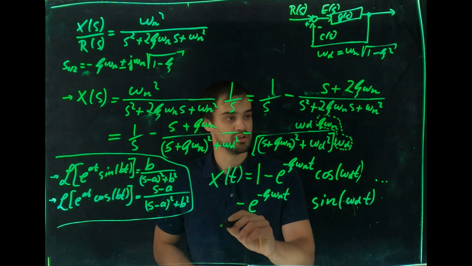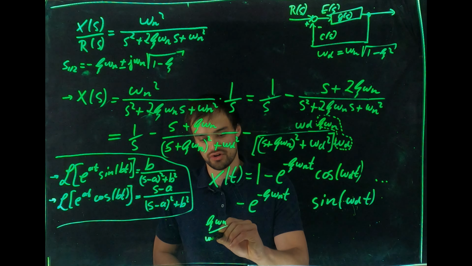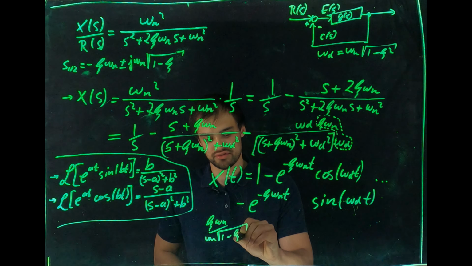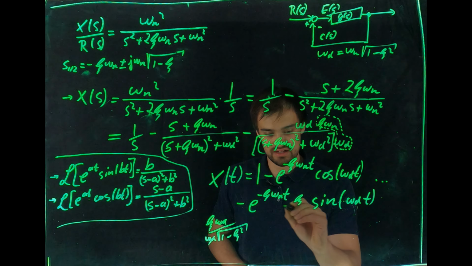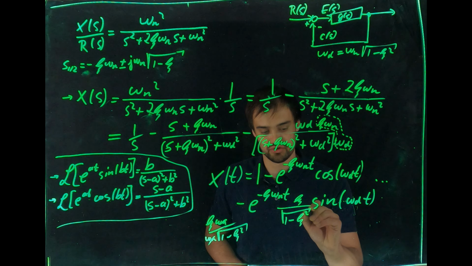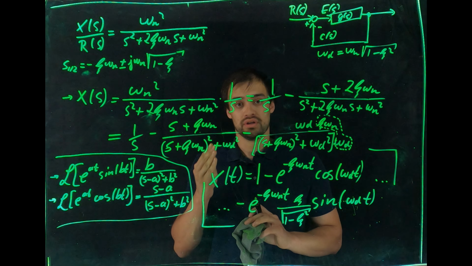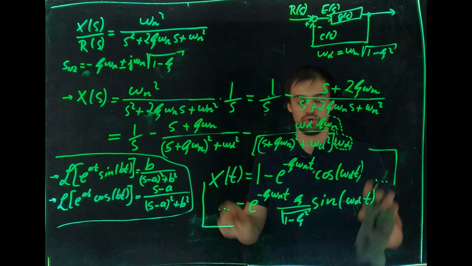I make a little side calculation down here. It's zeta omega_n over omega_d, which is omega_n times the square root of 1 minus zeta squared. Omega_n and omega_n cancel out. So it's simply zeta over the square root of 1 minus zeta squared. And voila, you're done with the second order system unit step response in the time domain as a closed form solution.